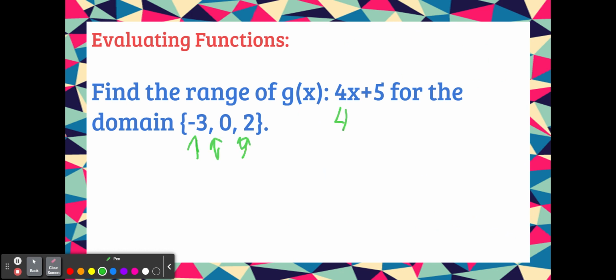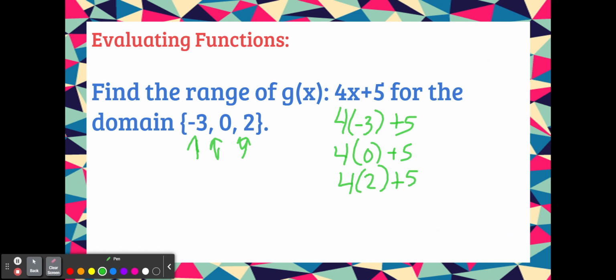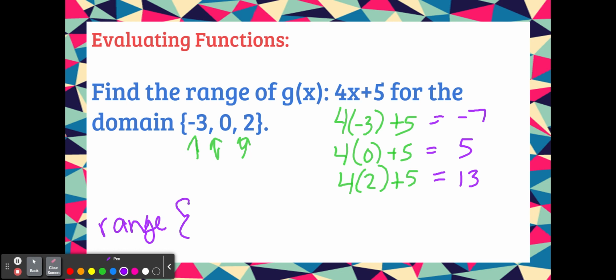So I'm going to input 4 times negative 3 plus 5. I'm going to do 4 times 0 plus 5, and we're going to do 4 times 2 plus 5 to find each of the outputs. Okay, so that's negative 12 plus 5, which is negative 7. That's 0 plus 5, which is 5. And that's 8 plus 5, which is 13. So my range is negative 7, 5, and 13.